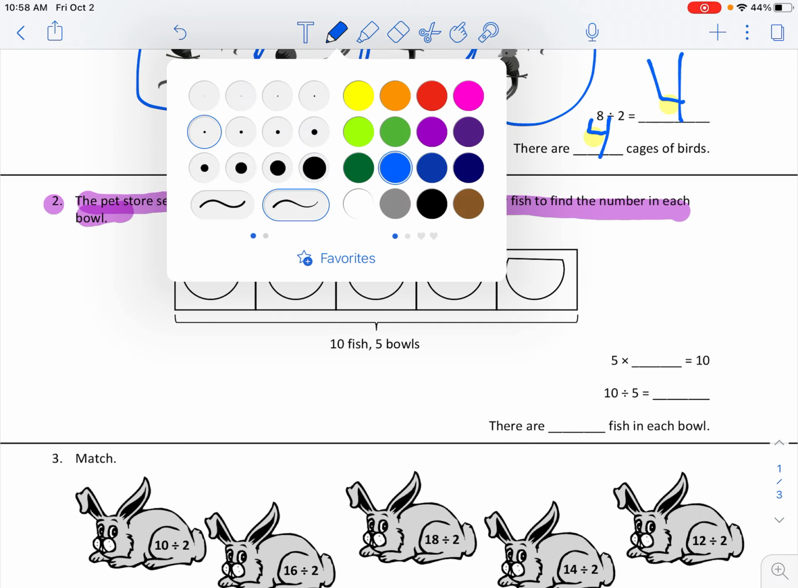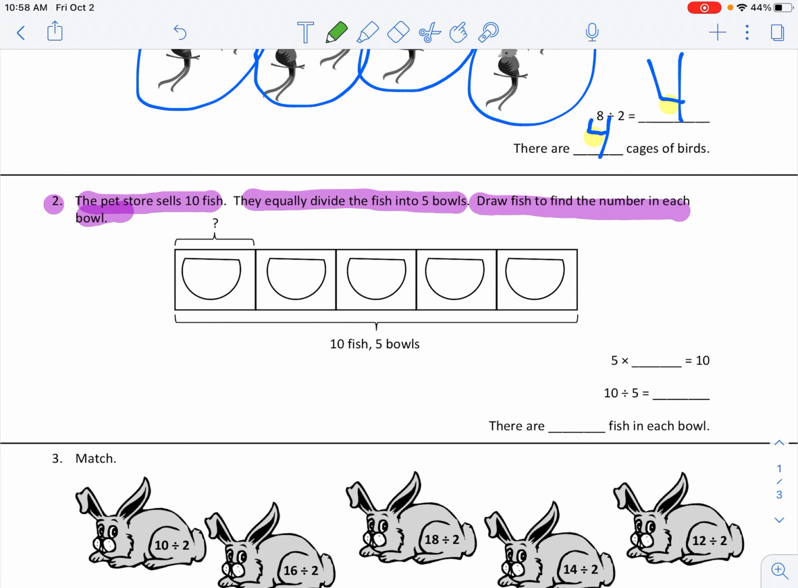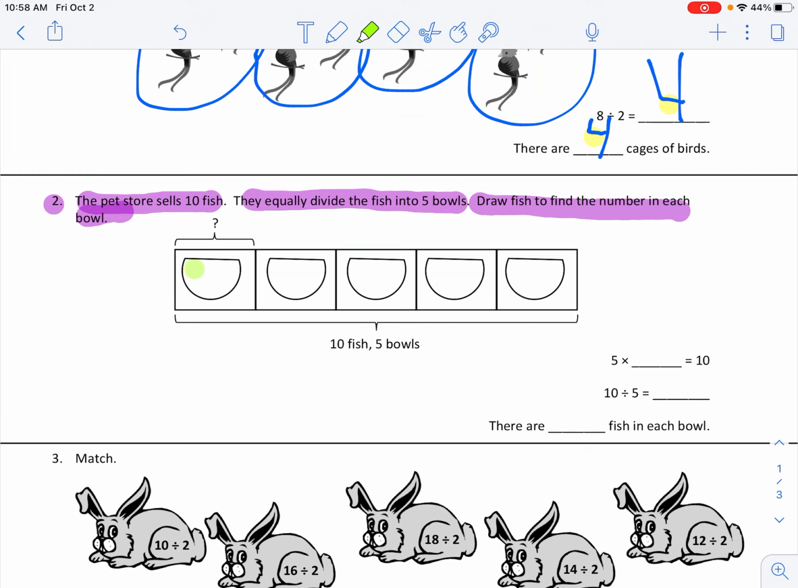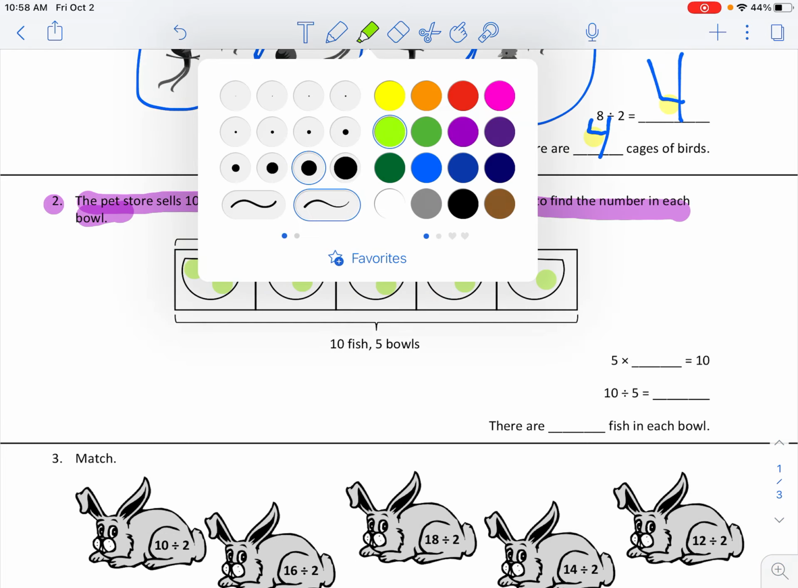All right, so we are imagining these little fish, and they are in this bowl, and we have 10 fish all together. So we're going to put 1 fish in each bowl, and Mrs. Todd is not going to draw a fish right now. I'm just going to use a dot for 1 fish, 2, 3, 4. There's 5 fish. I still have 10 fish. 6, 7, 8, 9, 10.